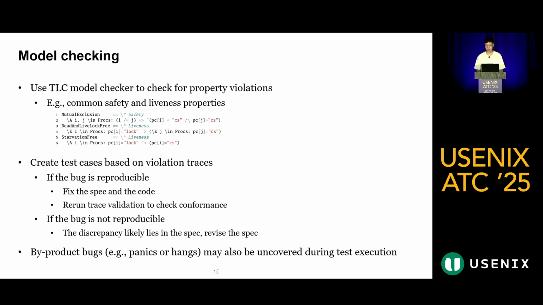Finally, we use TLC to verify safety and liveness properties on the low-level specs, such as mutual exclusion and the absence of deadlocks, livelocks, and starvation. If violations occur, we convert the counterexample trace into a test case to reproduce the bug in code. If reproduced, we fix both code and spec. If not, we revise the spec for modeling errors. We repeat this process until all checks pass. Along the way, we also fix additional byproduct bugs, such as kernel panics during testing, improving overall reliability.